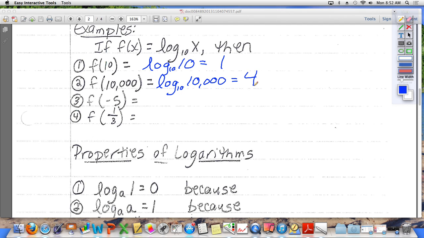F of negative 5. Log base 10 of negative 5. What does it tell you? Error. In other words, if you put 10 to some power, will you ever get a negative number? No. If you put 10 to any power, you will always get a positive number. It might be a very, very small positive number, but it will always be positive. It will never be negative. So we just say this is undefined.